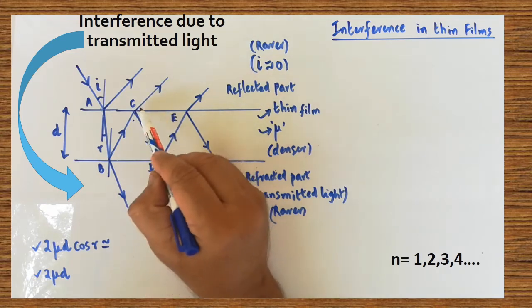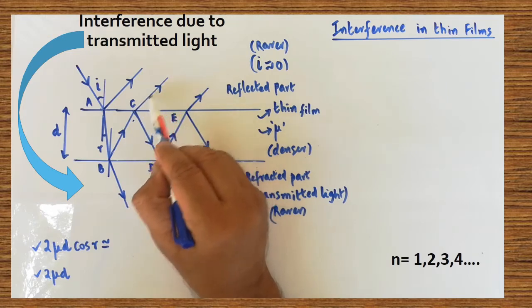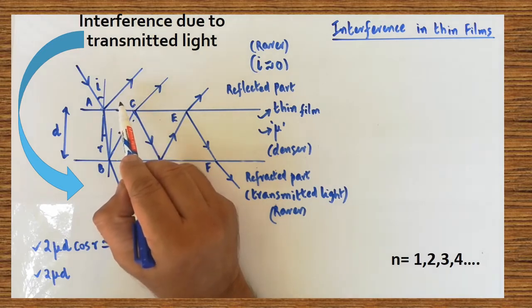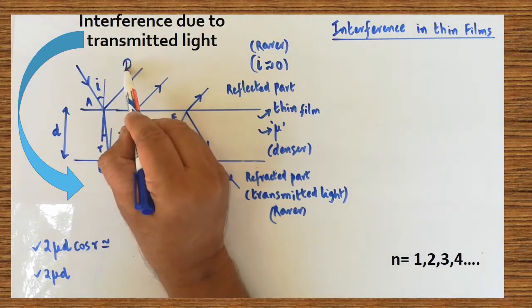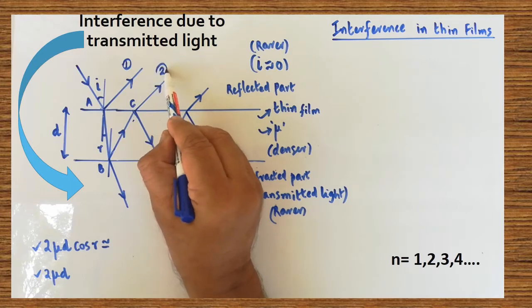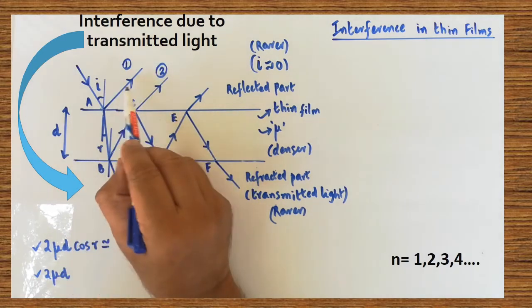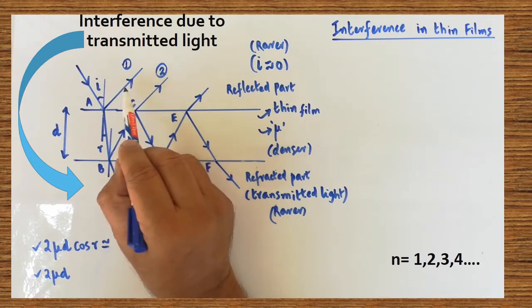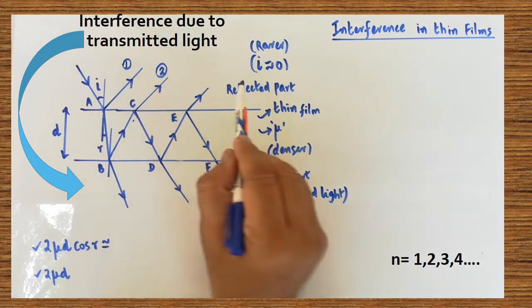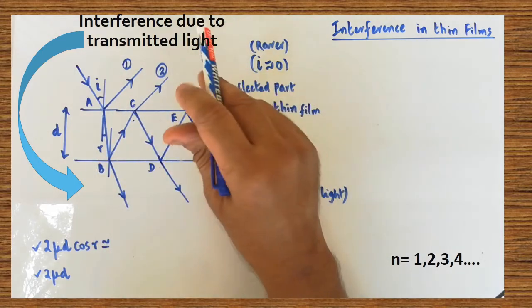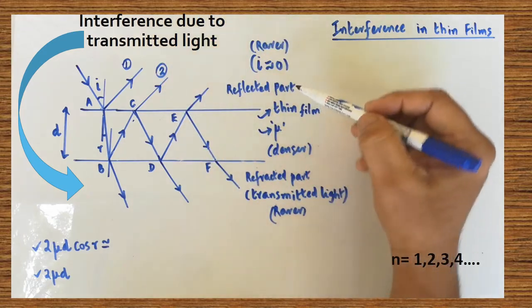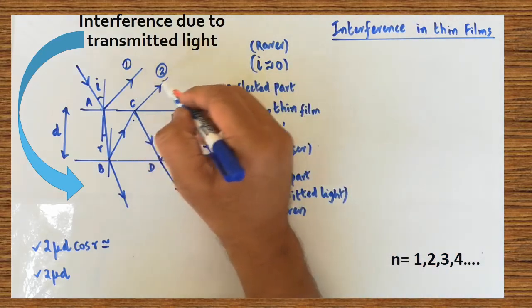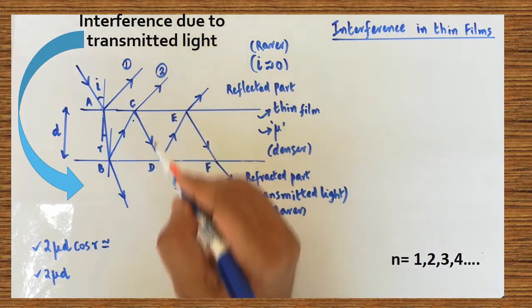Are you clear? So the ray which is refracted is traveling along with this ray. This one can be taken as ray number 1, and this one as ray number 2. These two rays act as coherent sources, and they will interfere with one another. The rays traveling in this direction are traveling in which medium? The rarer medium, no? They are called the reflected part of the light. These two rays will interfere with one another and form an interference pattern.